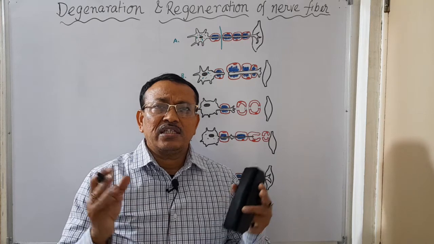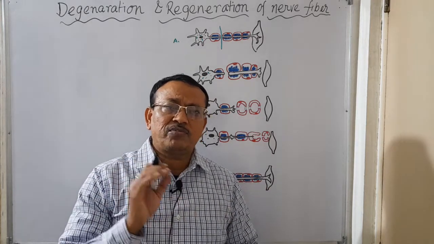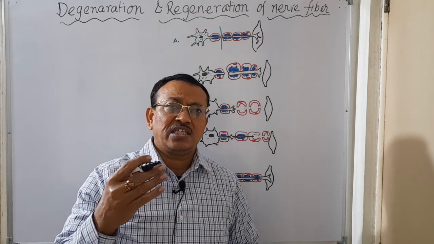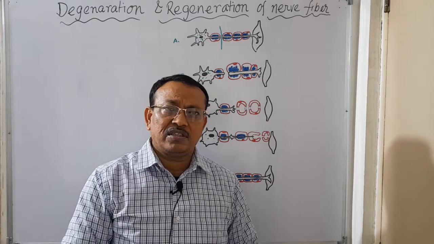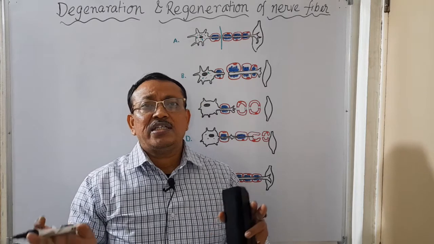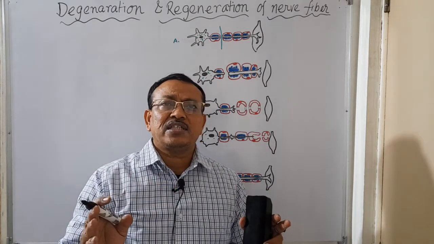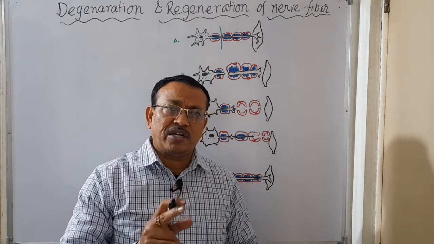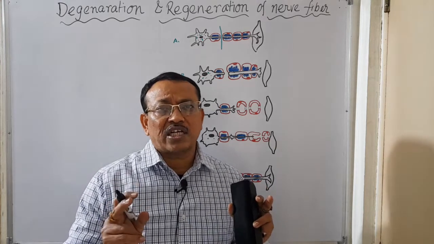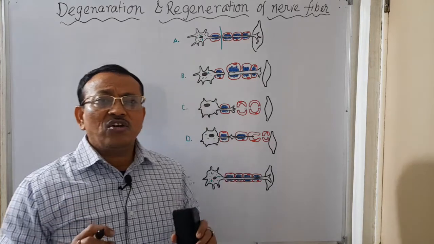So, in response to the injury or damage of the nerve fiber, what type of degenerative changes take place in the nerve fiber after the injury? And what type of regenerative changes take place in that particular nerve fiber after a certain period? That I will discuss today. So please watch this video till the end.